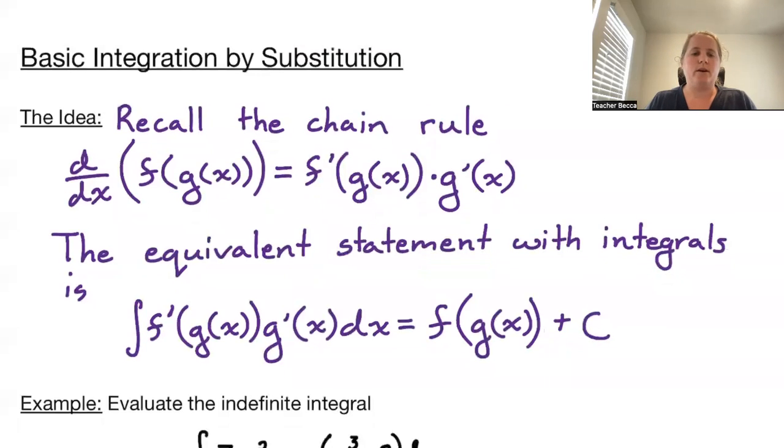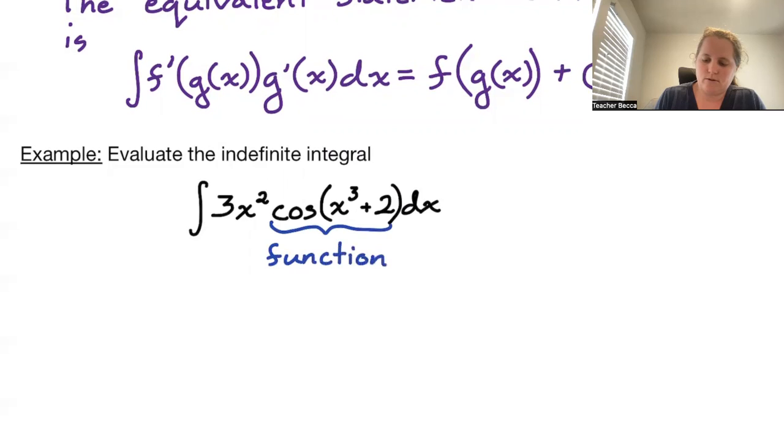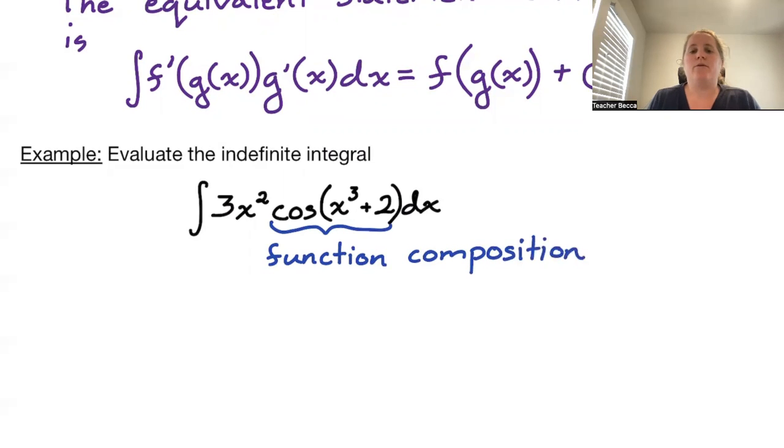So for example, let's go ahead and evaluate the indefinite integral of 3x squared times cosine of, in parentheses, x cubed plus 2, dx. So note this cosine of x cubed plus 2, we have a function composition. And if we have a composition of functions, this tells us that we may be able to force this sort of chain rule form. So we can try to force a chain rule derivative.